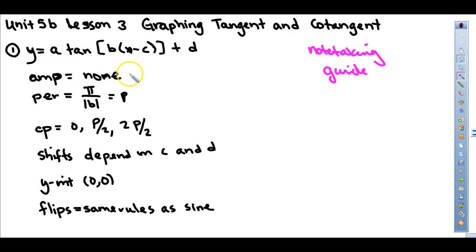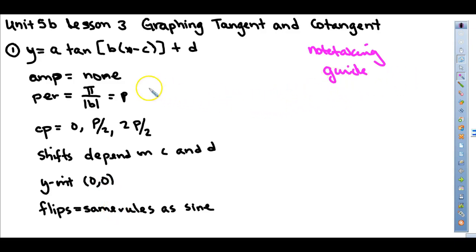But tangent graphs, they do not have an amplitude. The period, this is where it's different. Instead of 2 pi divided by the absolute value of b, it's just pi. And we're only going to have 2 critical points other than 0. Okay? The shifts still depend on C and D. You have a y-intercept at (0, 0) for tangent, and the flips are the same as sine.